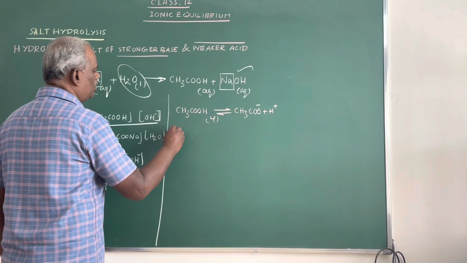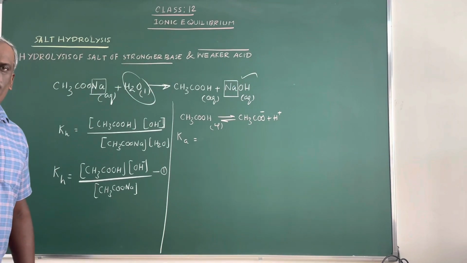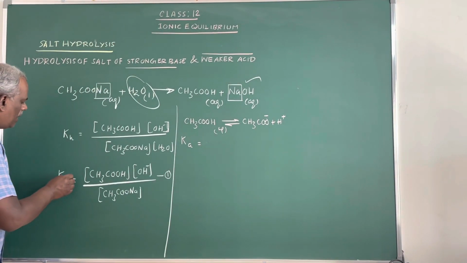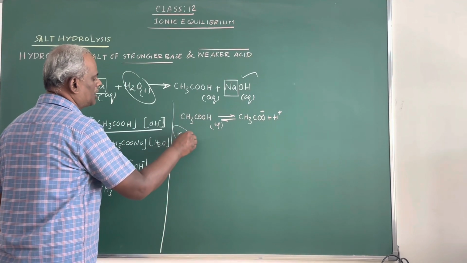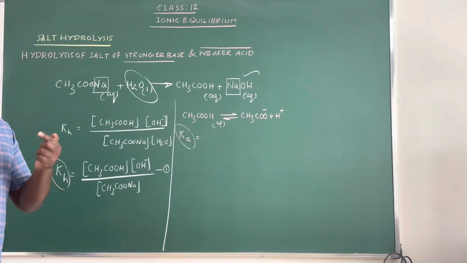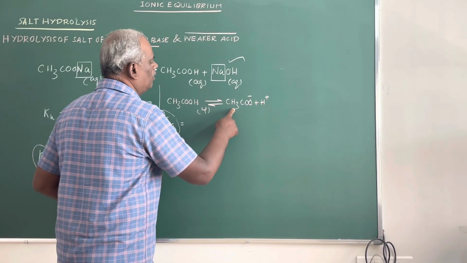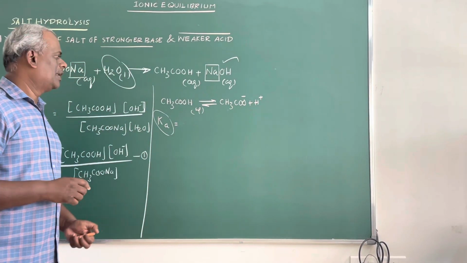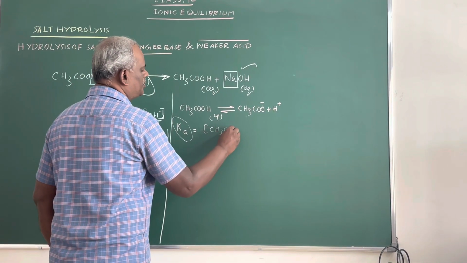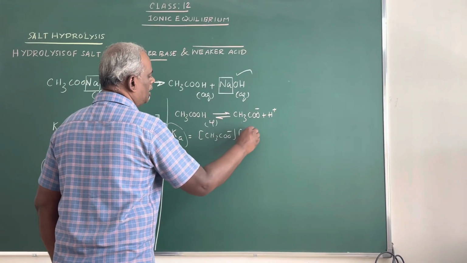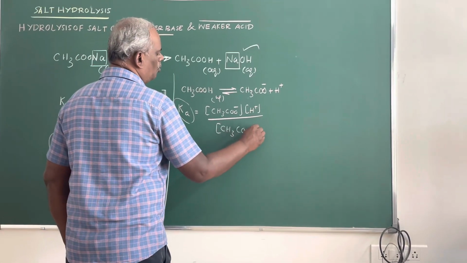For this we can calculate the Ka, the dissociation constant of the weak acid. What's the purpose? The purpose is that the hydrolysis constant KH is to be related with the dissociation constant, and to compare and relate them, this is essential. Acetic acid is dissociated to form acetate and H plus, so that we can find its dissociation constant. It is nothing but CH3COO minus times H plus divided by CH3COOH.